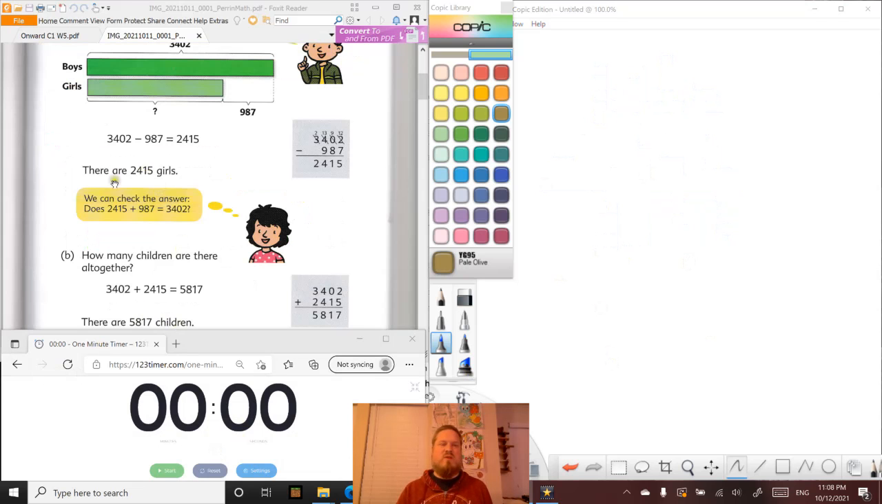So we can check our answer. Are there 2,415 girls? By taking this chart, 2,415 girls plus 987, which is the difference between boys and girls. And does it add up to the number of boys? So we're going to draw the chart. We write girls.